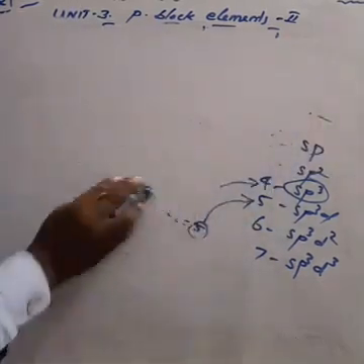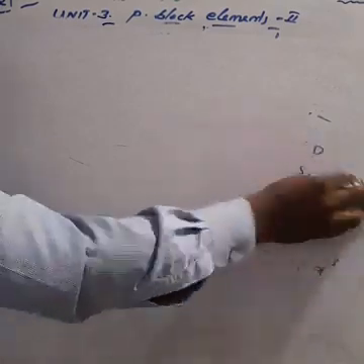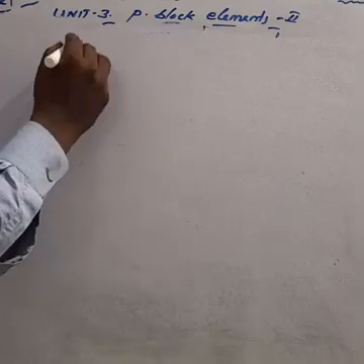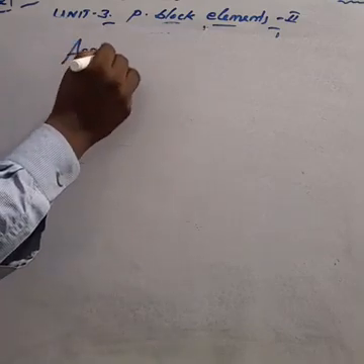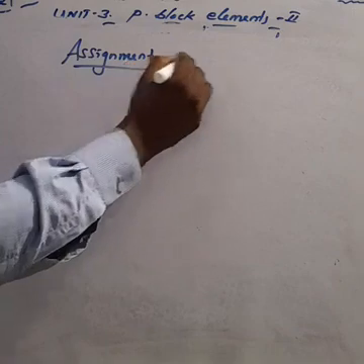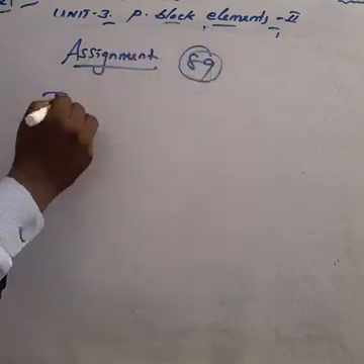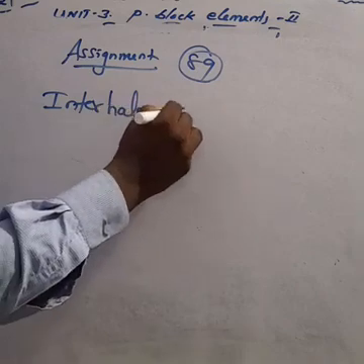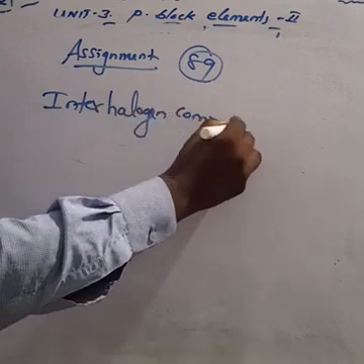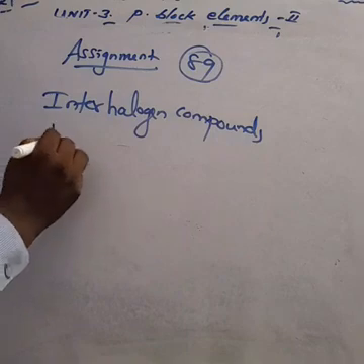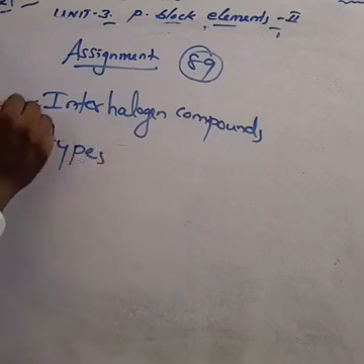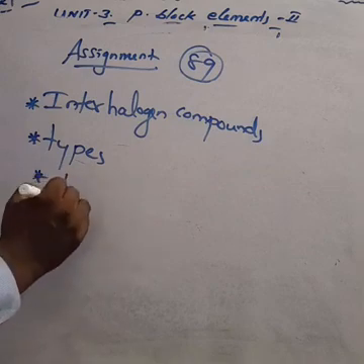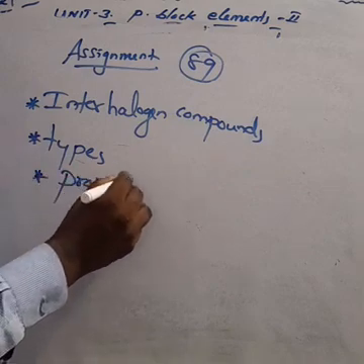Anyhow, today I am giving an assignment. What is today's assignment? A very, very important question: What are interhalogen compounds? Page number 89. Explain its types, and what are the properties of interhalogen compounds. Types means AB, AB3, AB5 and AB7. Properties of interhalogen compounds.